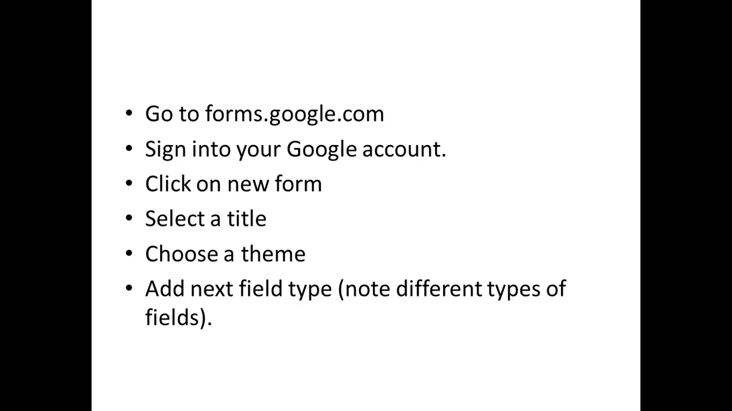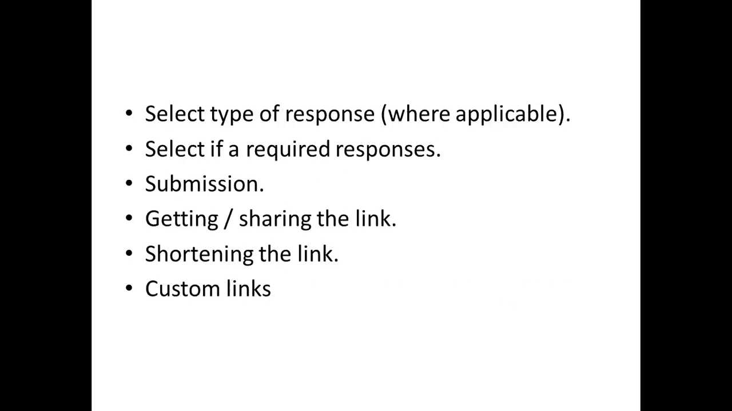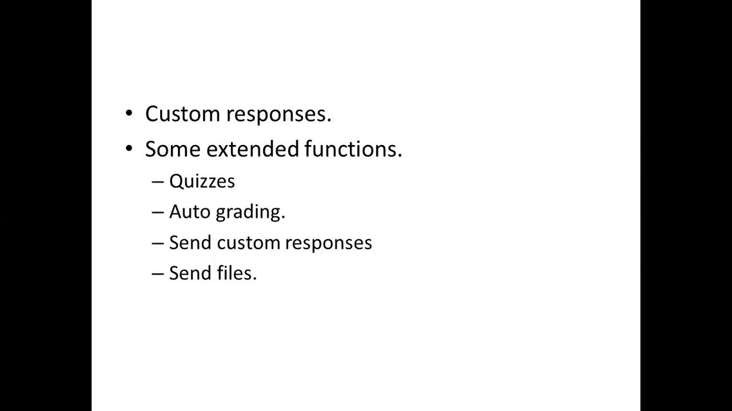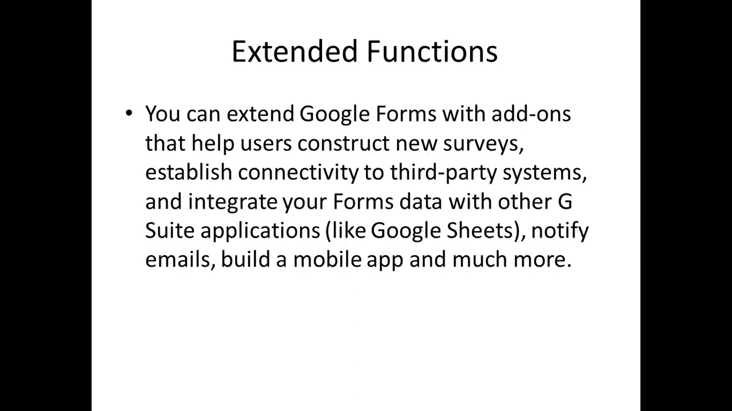Then you click on new form, select a title, select a theme, then add the type of fields you want, which we'll go through shortly. Select type of responses as applicable. Select if those responses are required. Then you submit it. I'll also show you how to get the link and how to share the link and how to shorten the link. We won't be able to look at custom links, custom responses and other extended functions today. We'll look at it in a subsequent episode.